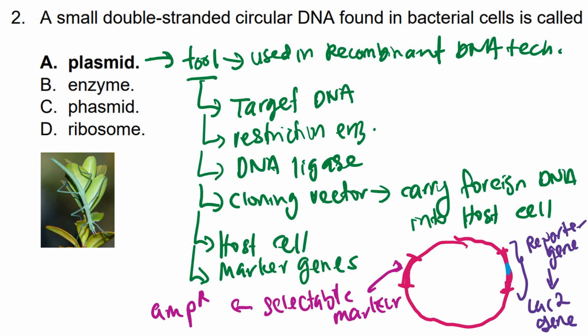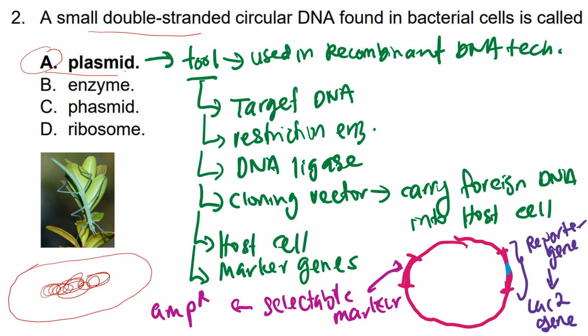A small double-stranded circular DNA found in bacterial cells is called a plasmid. For example, within a bacterium, there is a region we call the nucleoid region, where the bacterial chromosome is located. The bacterium will also have another form of DNA, which is the plasmid.